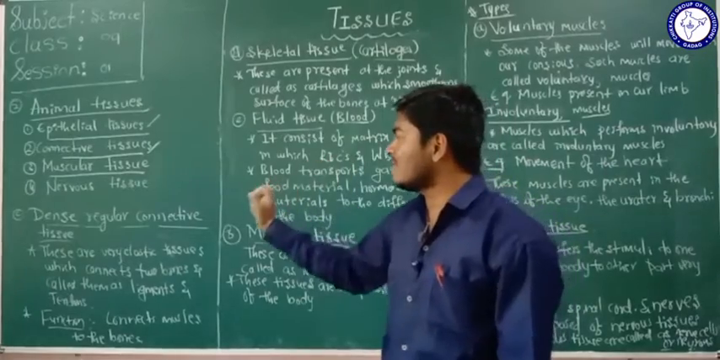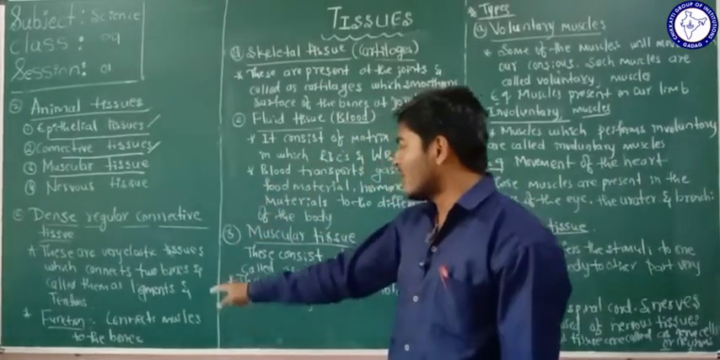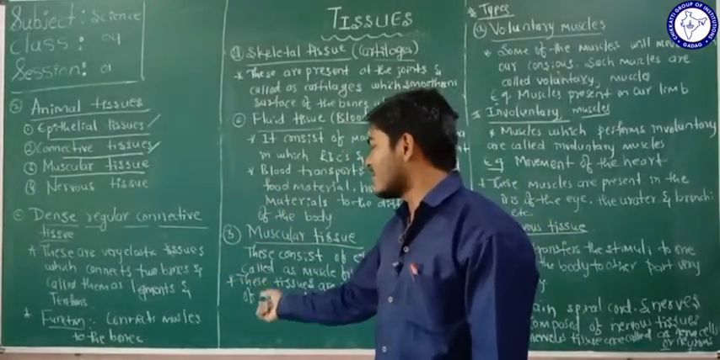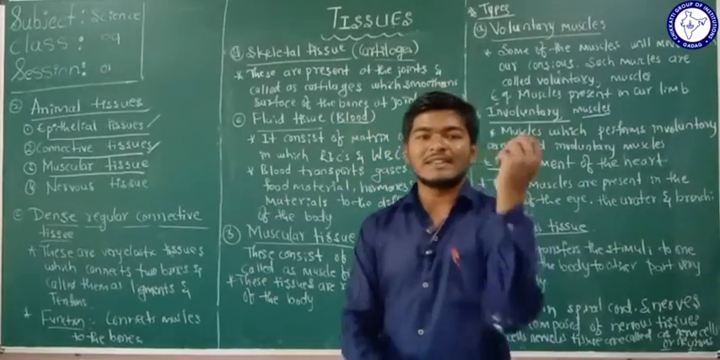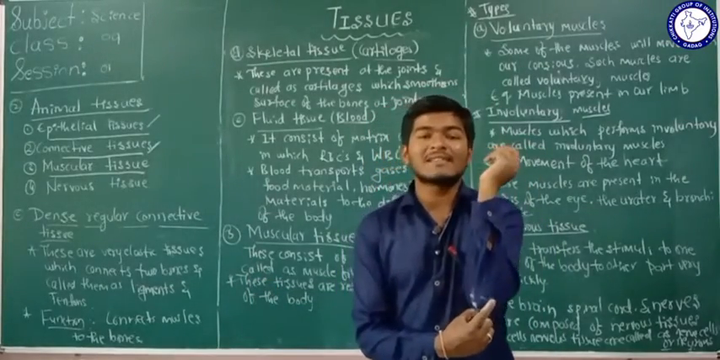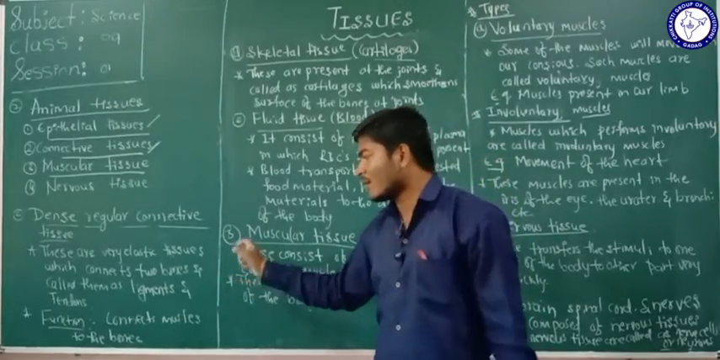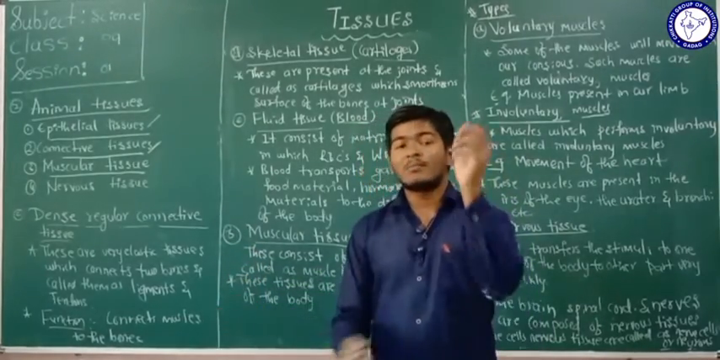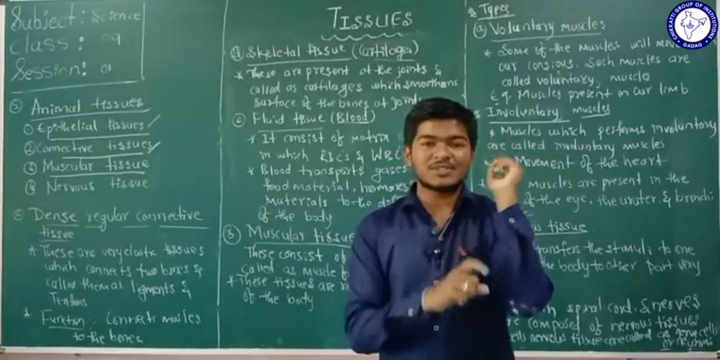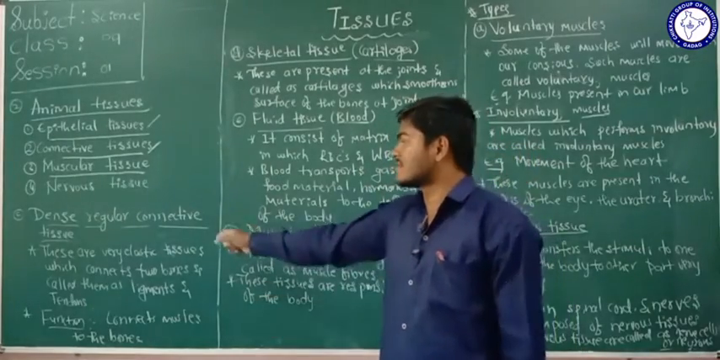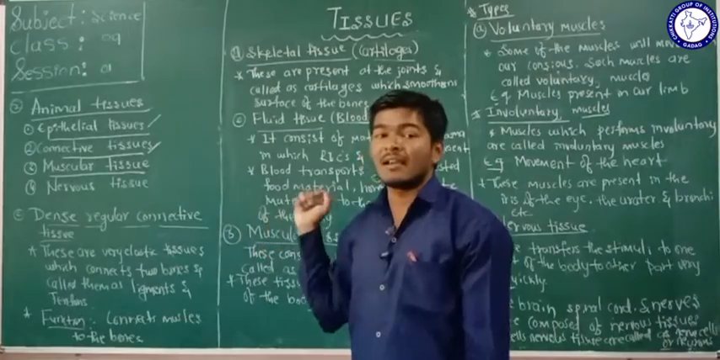What is the function of this dense regular connective tissue? These connect the muscles to the bones. So these are present at the two ends of the bones. Therefore these connect the bones to the muscles. The muscles which are present here will be connected by the dense regular connective tissue.